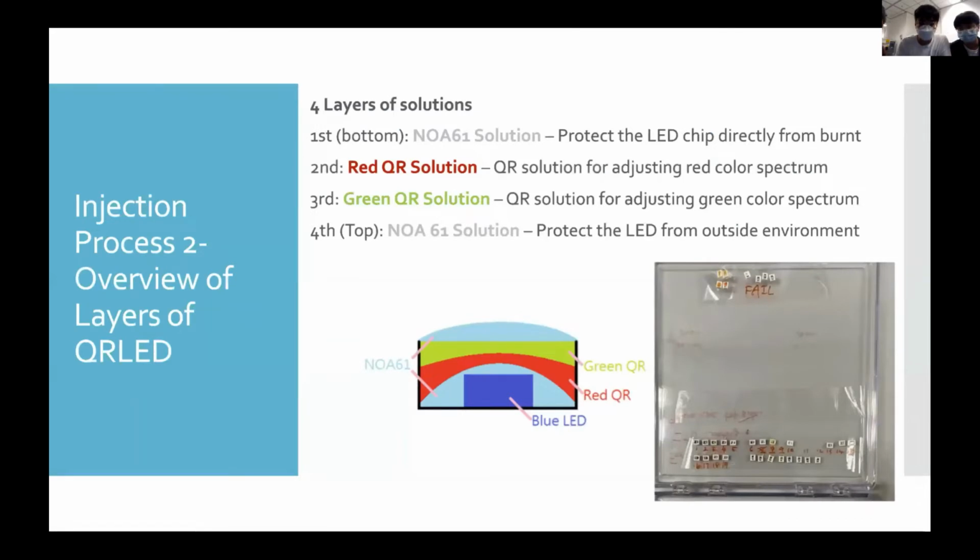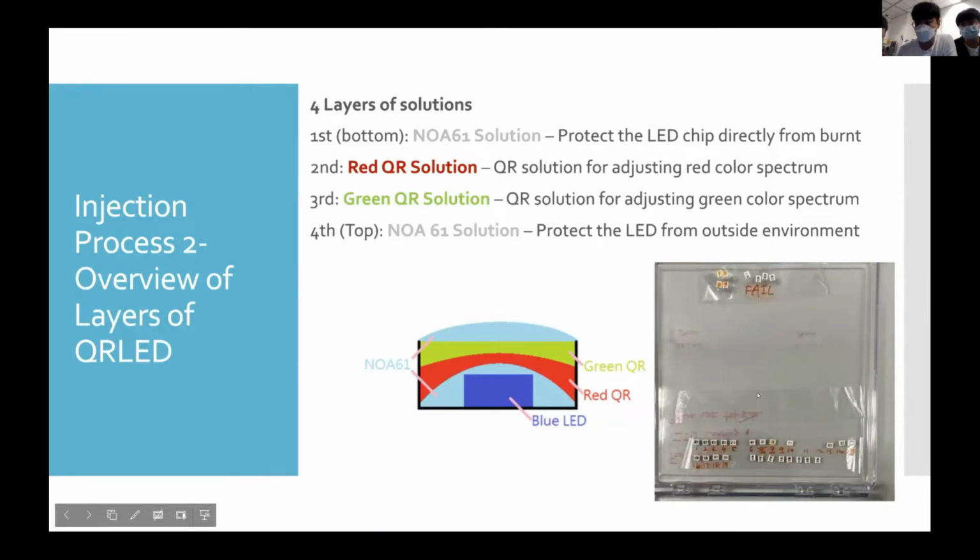Our QRLED actually has 4 layers, including the AS01 solution at the bottom that protects the blue LED chip itself, and the red and green QR solutions for the red and green color spectrum. The 3 colors, RGB, combined will form a white light, and the outer AS01 solution will be a protection for the whole LED from the outside environment. So it ensures both the efficiency of the color quality and the stability of the LED itself.